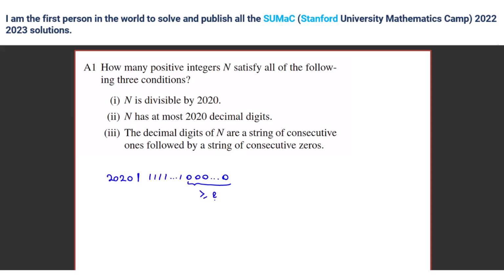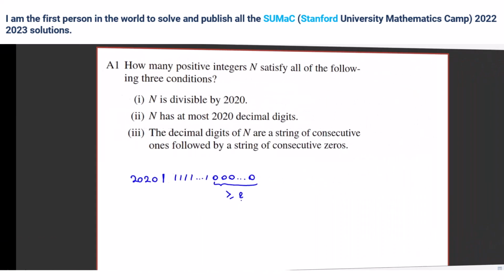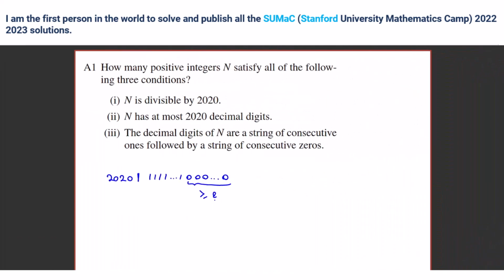One second. Let me just solve it really quickly. Okay, sure. 503. At least how many zeros? At least 503 zeros. No. Why 503? Let me just check again.